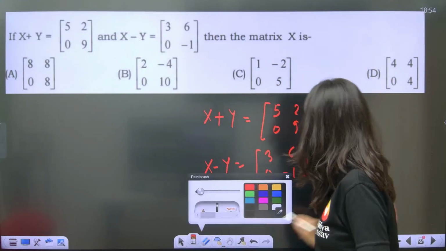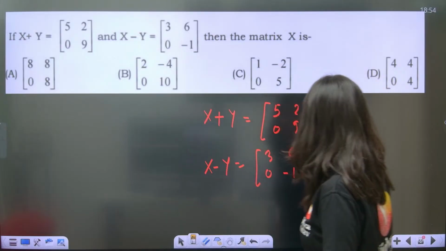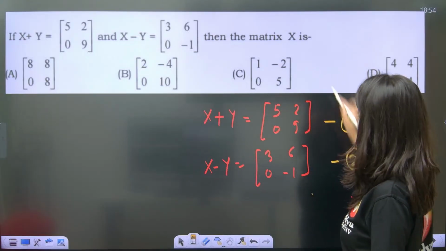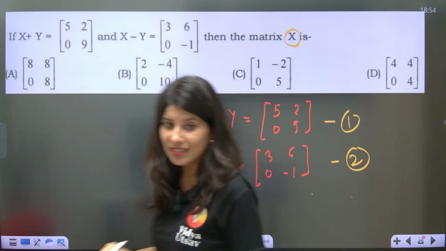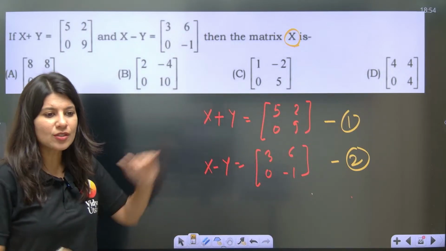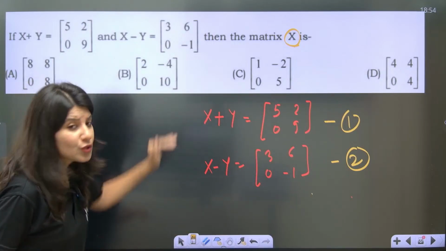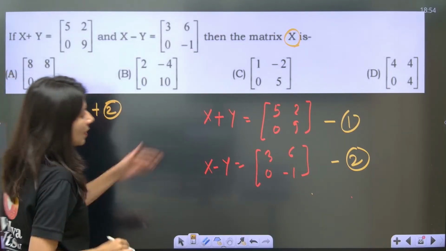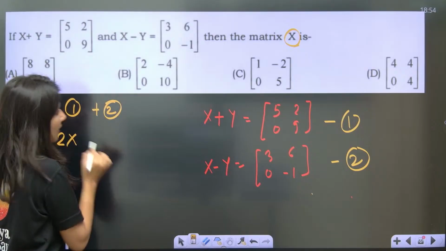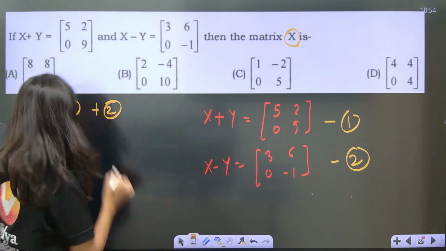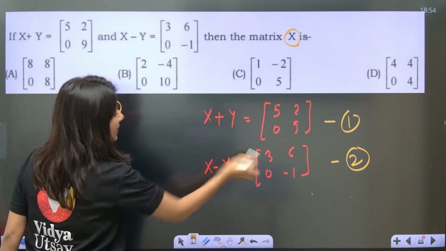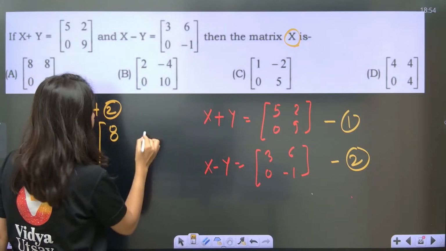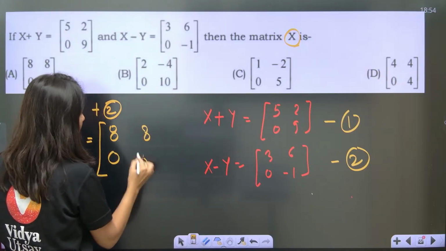X minus y. Now, this is the first equation, this is the second equation. You are looking for matrix X. Proper equation solving is happening over here. You just need to add the first equation plus the second equation. So x plus x is 2x, plus y minus y is 0, and this is 5 plus 3 is 8, 2 plus 6 is 8, 0 is 8.